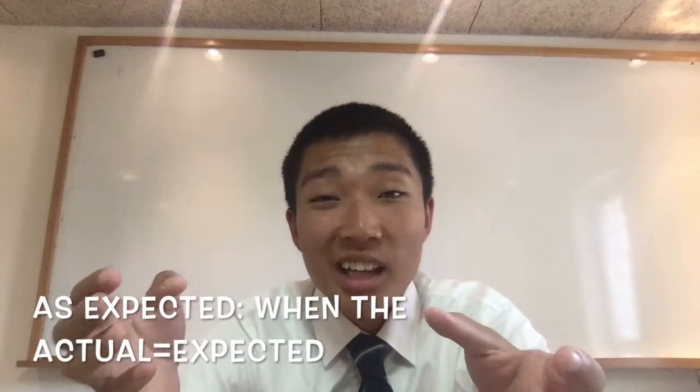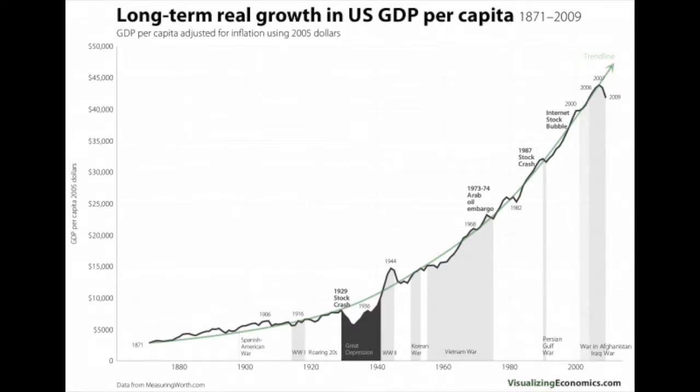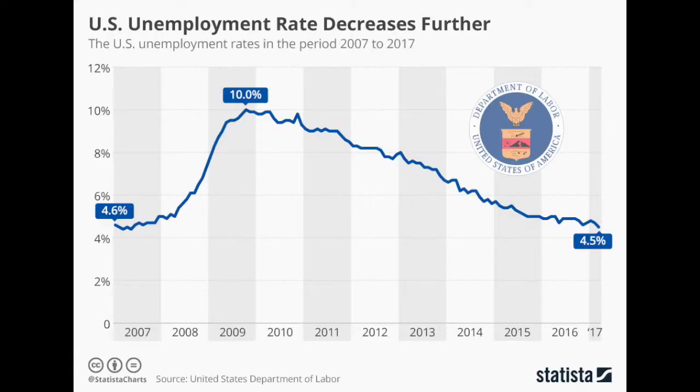There's also as expected. This happens when the release is exactly how the analysts thought it was going to be. This doesn't happen that often, but it does happen a fair amount. Most of the time, a higher than expected number or percentage is good for the economy. Let's say, for example, the GDP. The higher the GDP is, the better. But sometimes it's the opposite, like an unemployment rate. An increase in the unemployment rate is actually a bad thing for the economy. So you need to take note of that. Bettertrader has marked for the unemployment rate, if it goes up, we'll show it as weaker.